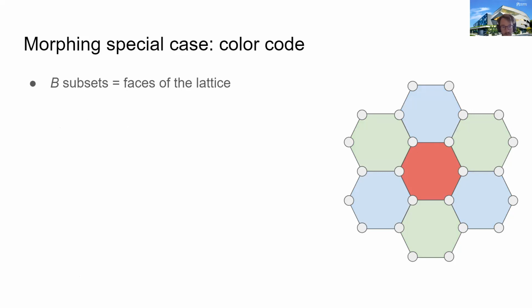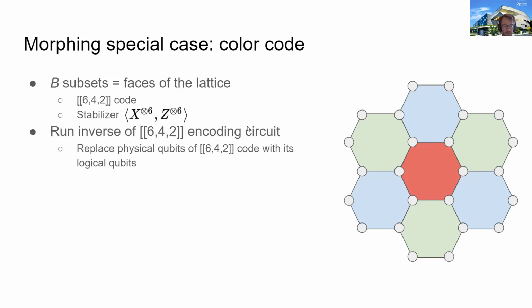So we have this face of the lattice, and let's think about what the corresponding code is for this small region. If we consider the stabilizers of the big color code that are fully supported in this small red region, we get 2 stabilizers, a 6-body X and a 6-body Z term. So the code on these 6 qubits is a 642 code: 6 physical qubits, 4 logical qubits, and distance 2. We're going to run the inverse of the encoding circuit for this code. This replaces the physical qubits of the 642 code with its logical qubits, and we represent this pictorially like this, for reasons that will hopefully become clear.